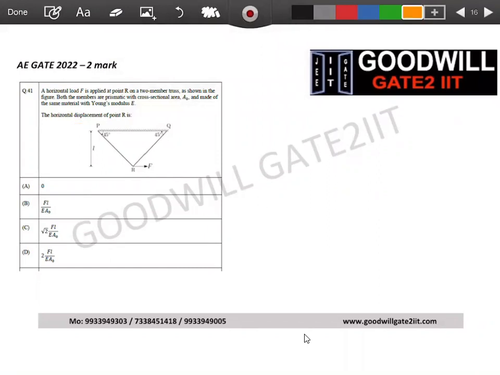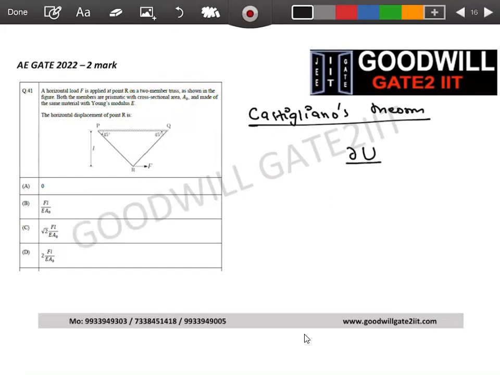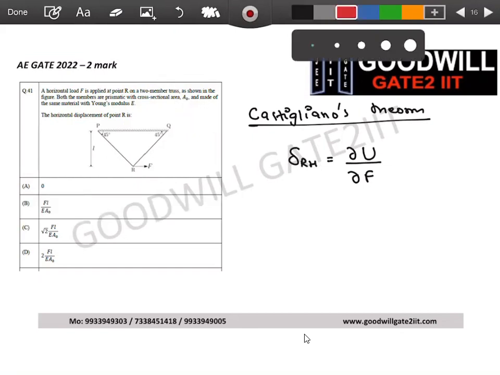I prefer Castigliano theorem in this. Why? Castigliano theorem simply says, I'm writing the word here. This theorem simply says, if you know your strain energy, and if you differentiate your strain energy with respect to the load acting at that point, you will get the corresponding deflection at that point. Now, if you see, you have a load acting at point R in the horizontal direction. So if you calculate the strain energy of the system, and then differentiate it with respect to this load, you will get the corresponding deflection.